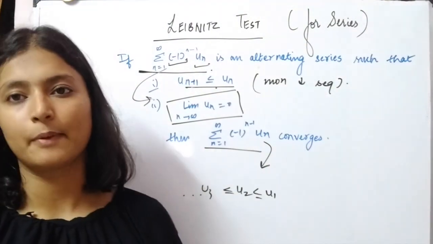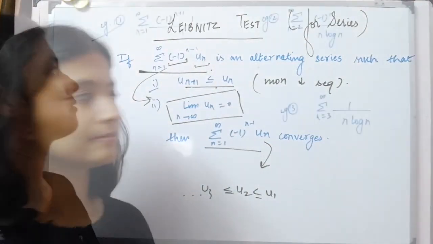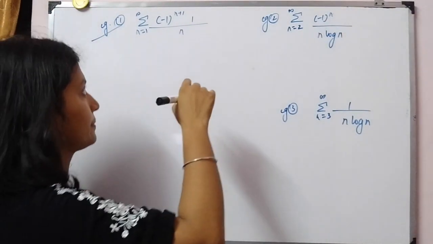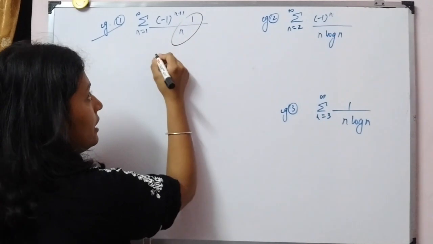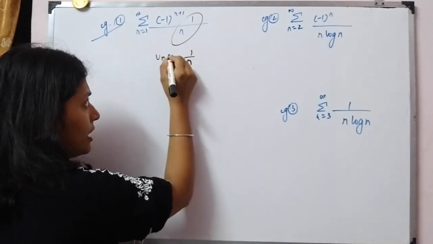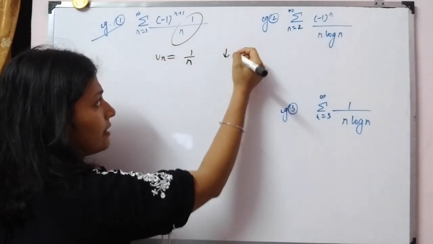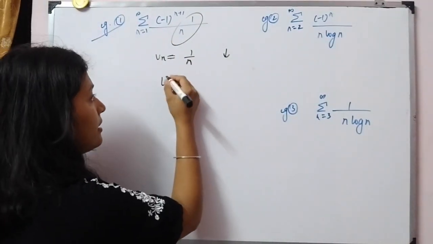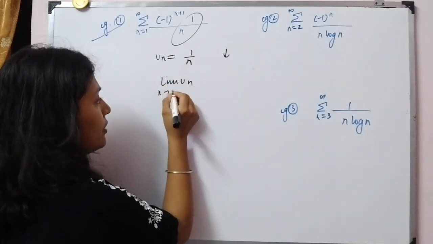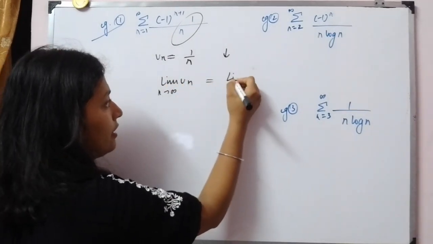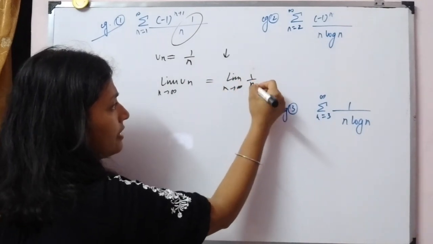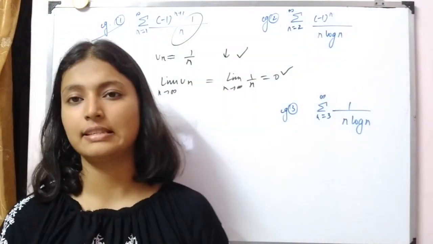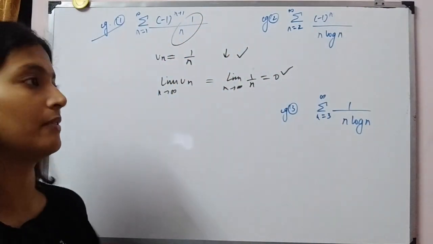Let's see some helpful examples. In our first example, un is 1 by n. First we have to check the two conditions. This is monotonically decreasing, so the first condition holds. The second condition is that the limit of un as n tends to infinity should be 0. Let's see if it's 0. The limit as n tends to infinity of 1 upon n is clearly 0. So both conditions hold. Therefore, by the Leibniz test, this alternating series is convergent.